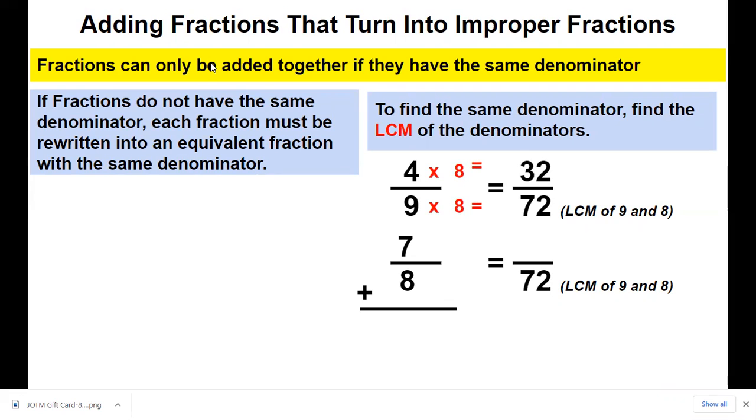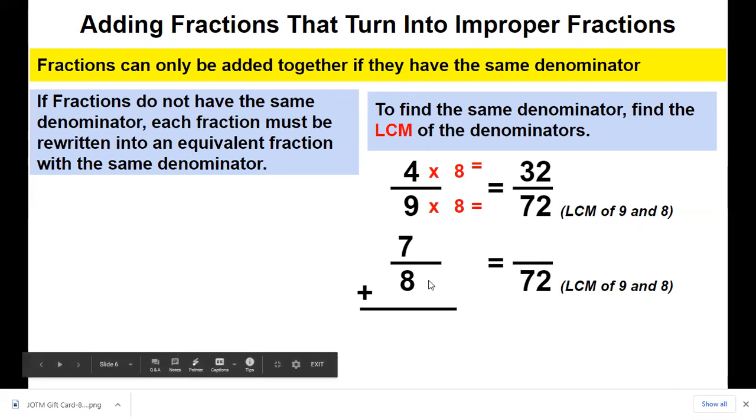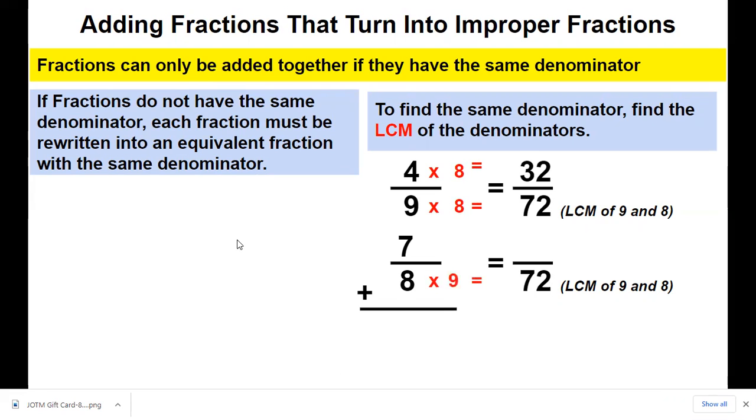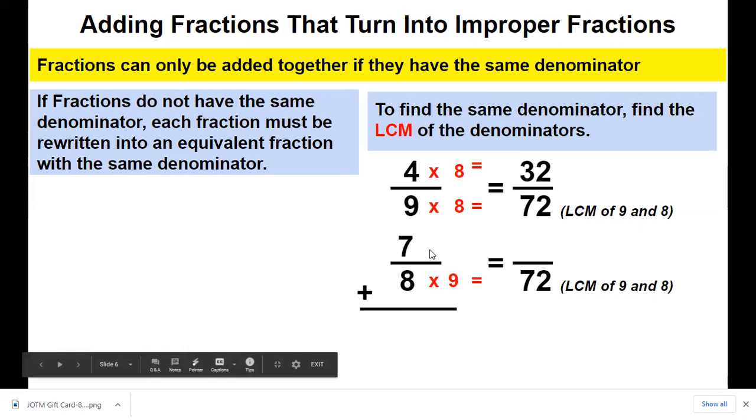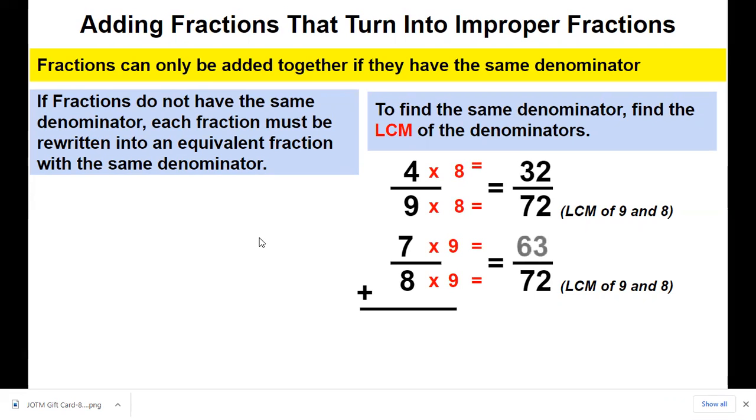Do the same on the bottom. 8 times what gives me 72? Well, 9, right? 8 times 9 gives me 72. So I'm going to times 7 on here, times 9 as well. So 7 times 9 is 63. Now I can add. I have 32 72s and 63 72s. I only add the top numbers.